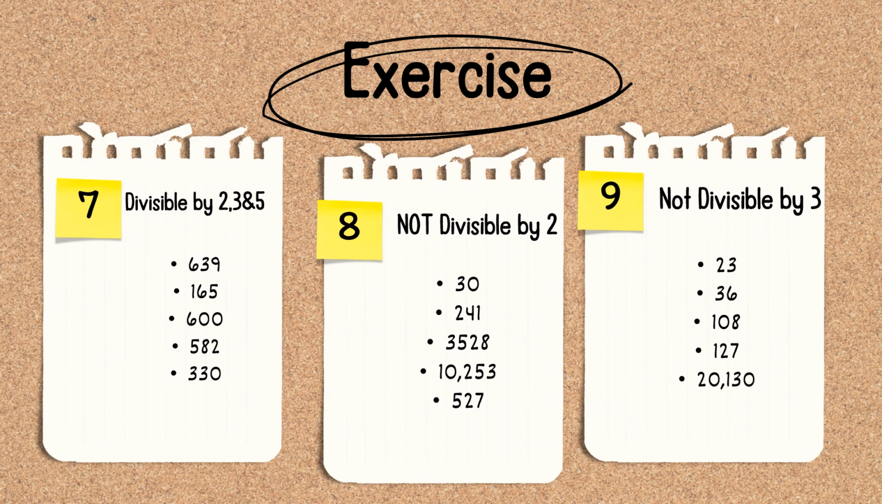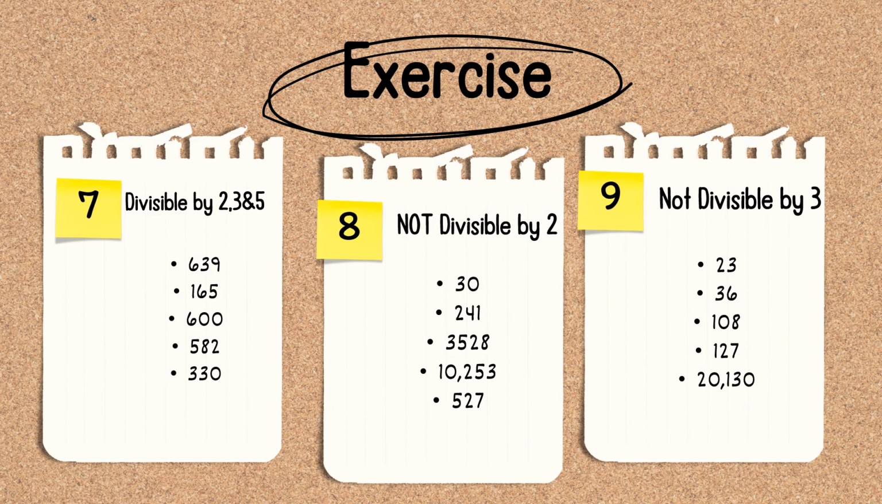330 ends with 0, so it applies the rule of 5. It is an even number, so it applies the rule of 2. The sum of the digits is 3 plus 3 equals 6. 6 is divisible by 3, so it applies the rule of 3, and it achieves the request of the question. It is divisible by 2, 3, and 5.